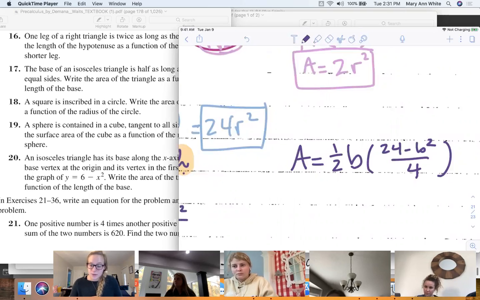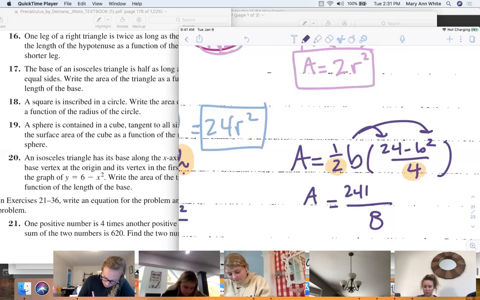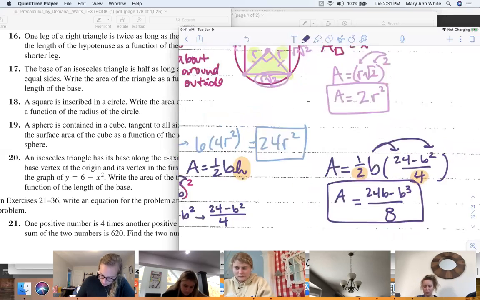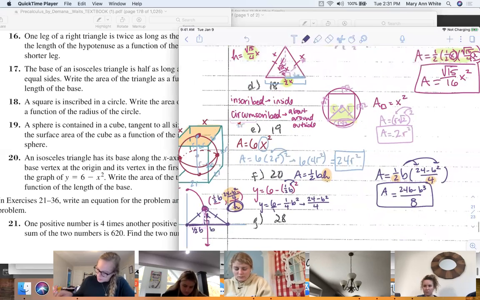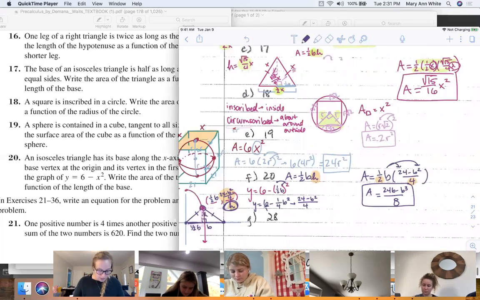The last thing I have to do is just simplify. My denominators get to go together, so 4 times 2 is 8. And then I can distribute that b inside. So 24b minus b to the third. All right, all of these problems, A through F, we're just rewriting in terms of something else. I can zoom back in, my fault.